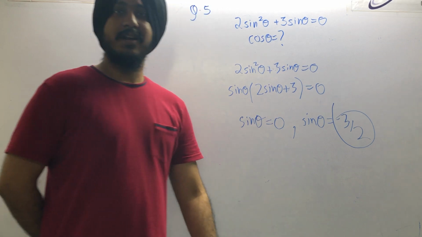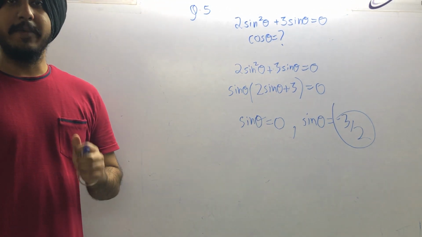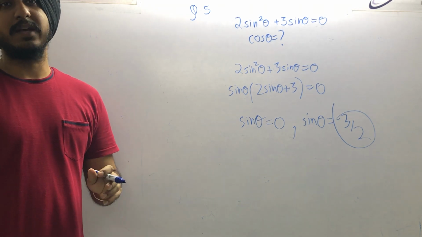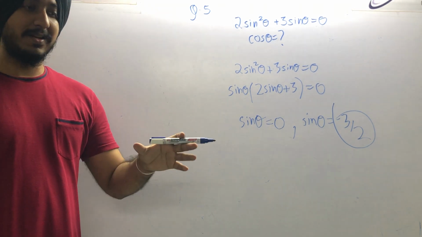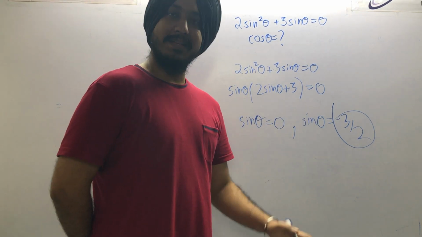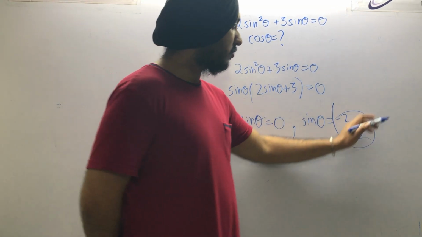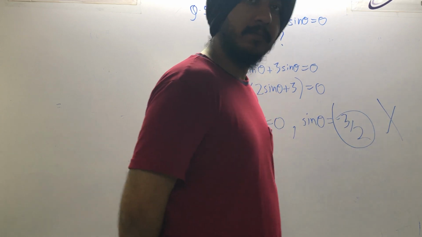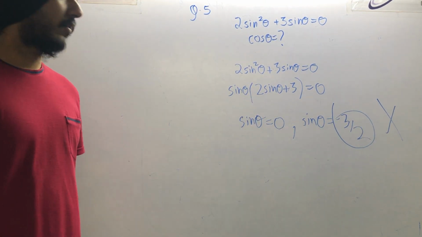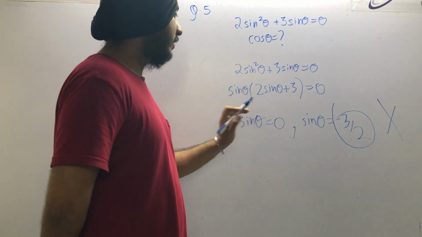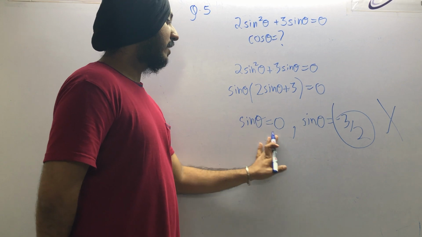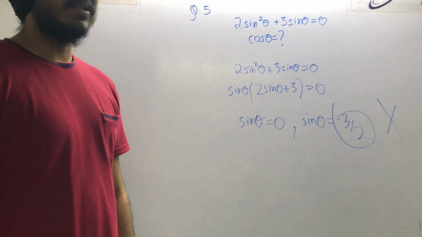No. Yesterday in the last class we saw that the maximum value of sine can be 1 and the minimum value of sine can be minus 1. It always lies between these two values. Okay, minus 3 by 2 is less than minus 1. So this is not possible, because sine cannot go below minus 1. Only possibility is sin theta is equal to 0. Okay, so you know sin theta is 0.